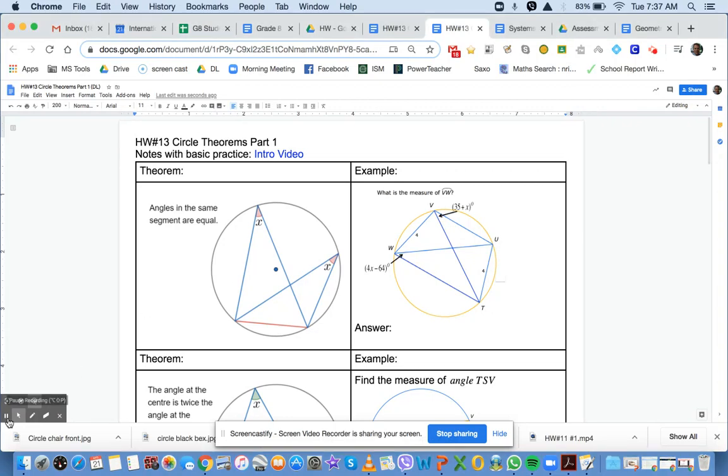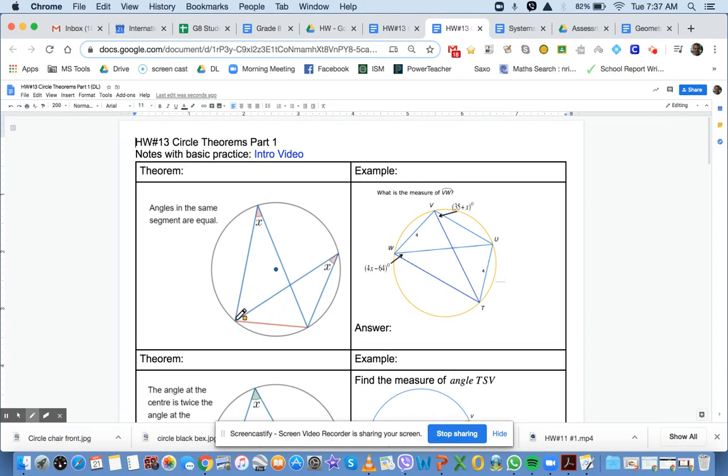All right, so let's take a look at some theorems. We're going to learn about some theorems today. So you can see there is a chord here, and these two angles are subtended from that chord. They are on the circumference, and those are always congruent.